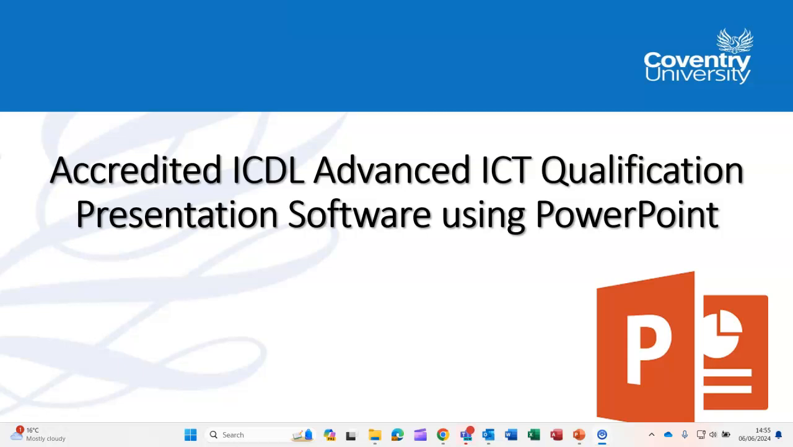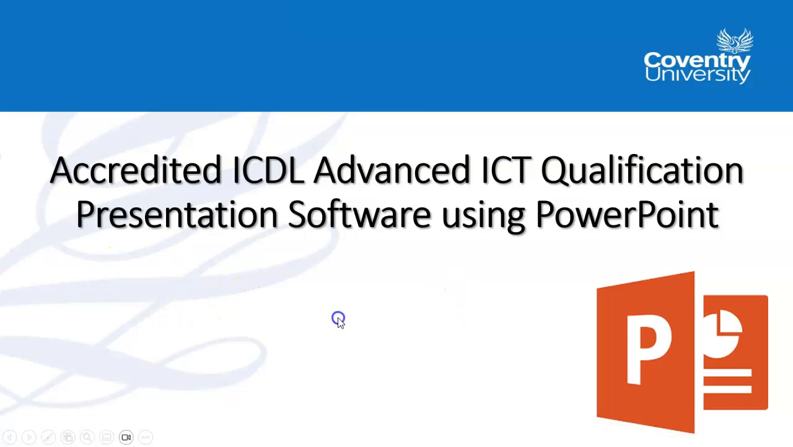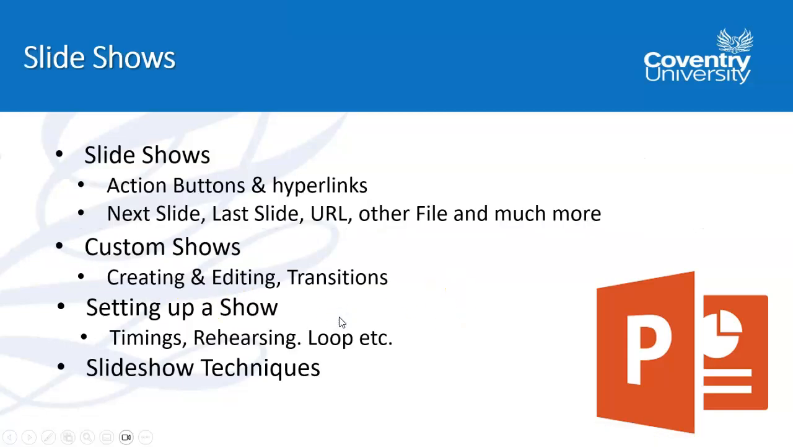So this is the part of the syllabus for the ICDL Advanced Presentation Software Qualification. We're using PowerPoint and we're demonstrating some areas such as the slideshows where you've got action buttons, so you can use hyperlinks to jump around, either to next slide, last slide, URL, so you can go outside of the PowerPoint, take people to the internet, show them links there. You could show them other files as well, documents. There's lots of things you can do using these action buttons.